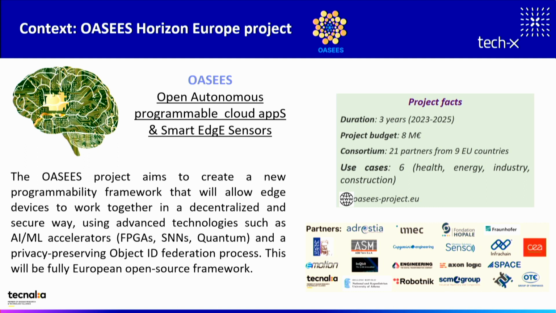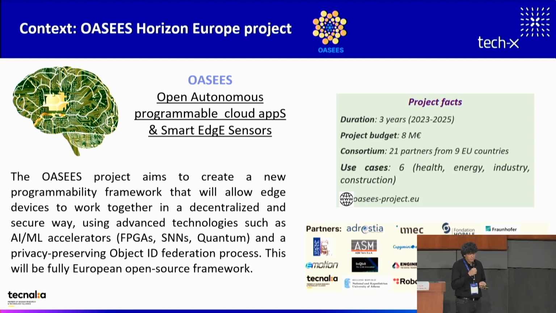So first, some facts and figures of the project. This is a 3 years project that will run until 2025. So we are more or less in the middle of the project. It's an 8 million project that is composed by a consortium of 21 partners from 9 different European countries. In the project, we are working on 6 different use cases in different domains. You have there also the URL of the project if you want to see more details about the project.